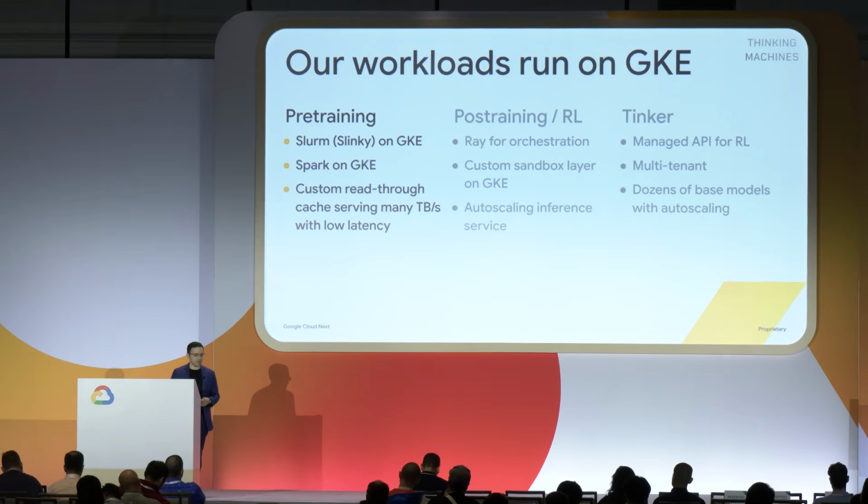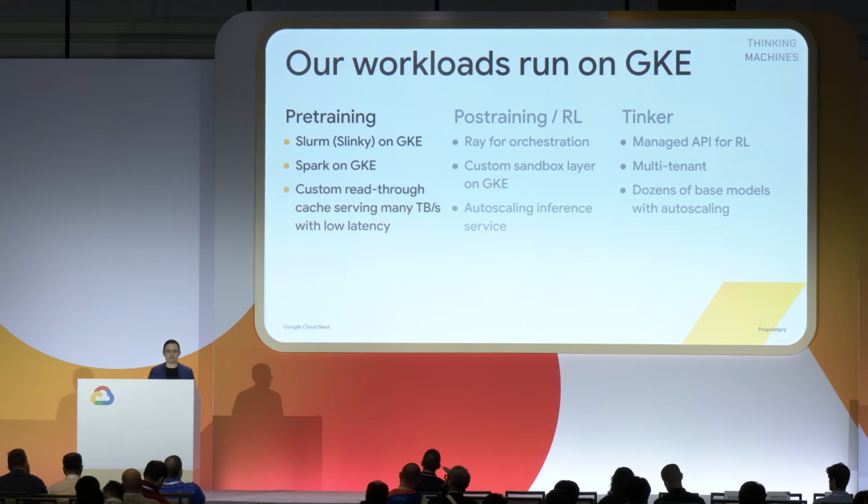As an example, one of the workloads that we deploy in all of our clusters is this really fast read-through caching layer that we deploy on the NVMEs on our GPU nodes. And we've been able to serve up to many terabytes per second using that read-through cache.